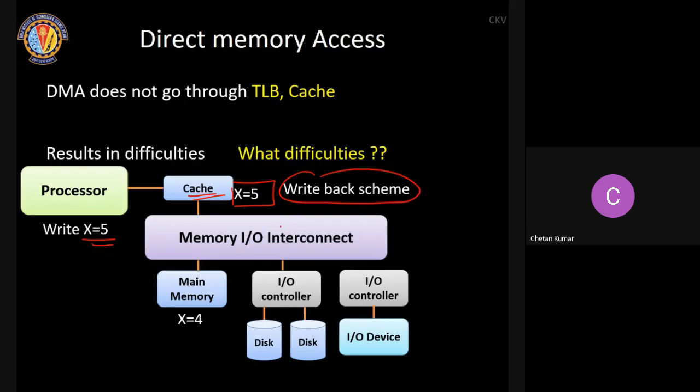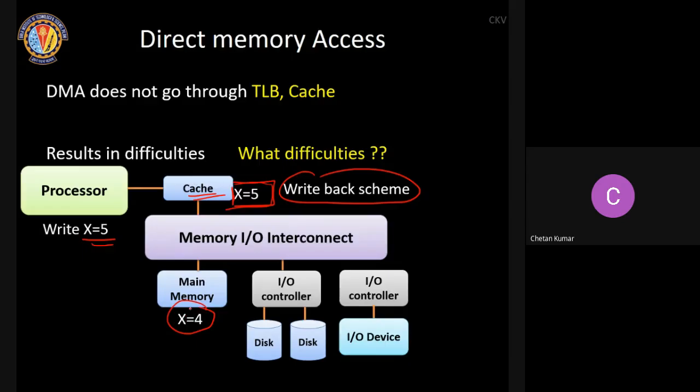Now, if it is following a write back scheme, what do you mean by that? What do you mean by it follows a write back scheme? It'll only change the cache. Will it change the main memory at this point? So assuming that this is still available in the cache and it is not replaced, it will not be updated to the main memory. The main memory will have the old value, which is 4.